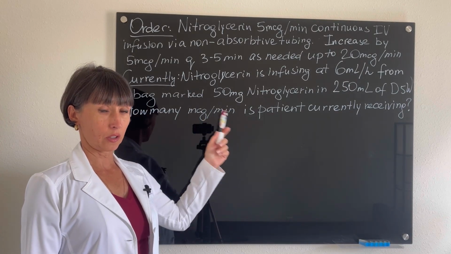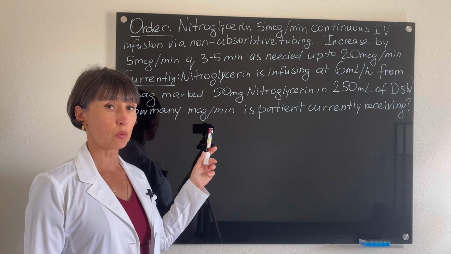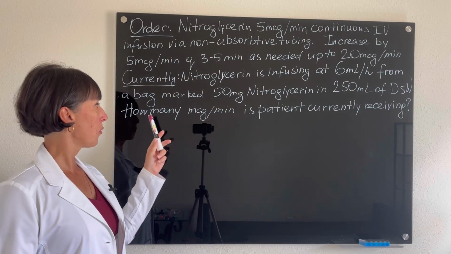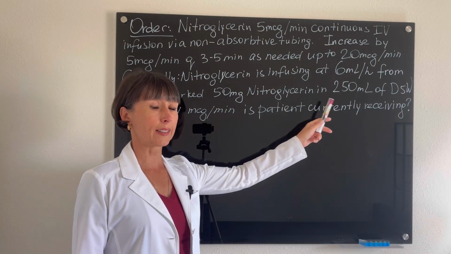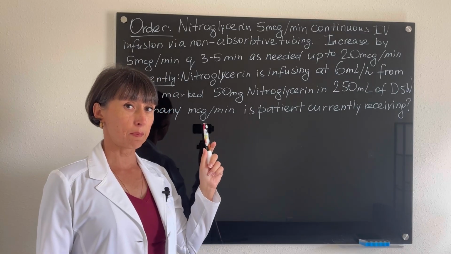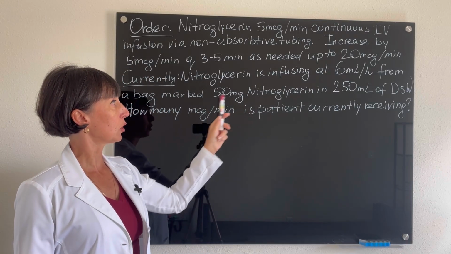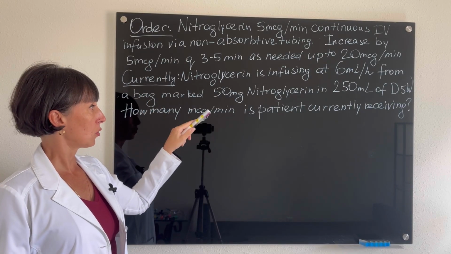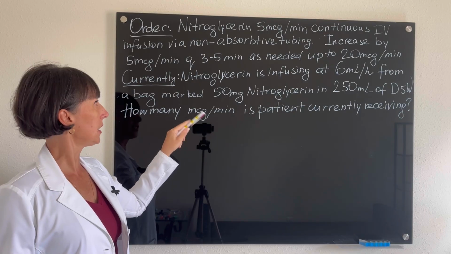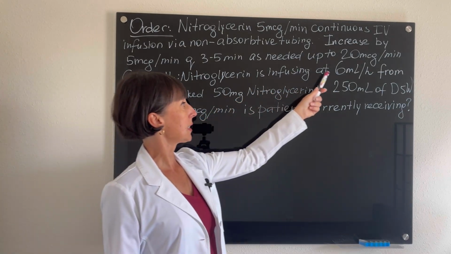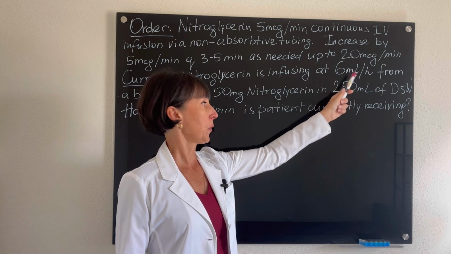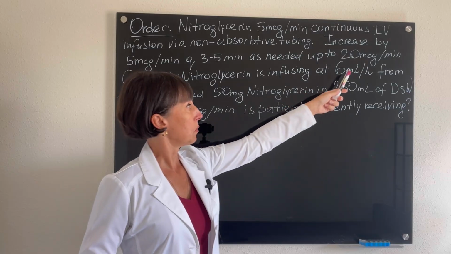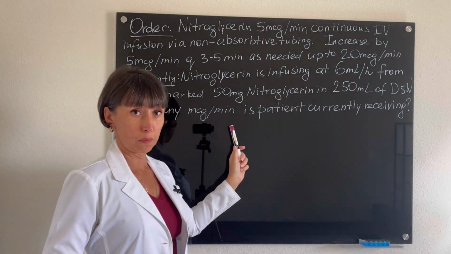There is a lot of information given in this problem, and you as a nurse need to be able to pick what is relevant for us and what is not. So let's look at the question: how many micrograms per minute is the patient currently receiving? Keeping this question in mind, let's see what we actually need from here. We need to know the current infusion rate in order to determine how much we're currently receiving. So currently nitroglycerin is infusing at 6 milliliters an hour. That's all we need to know for now. And we need to find how many micrograms per minute is that. So going from milliliters to micrograms and from hours to minutes.